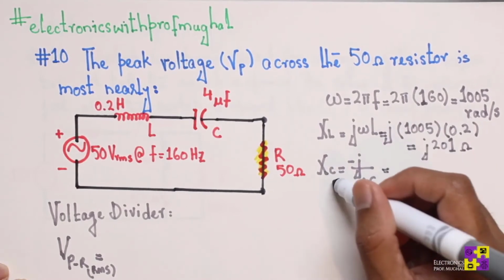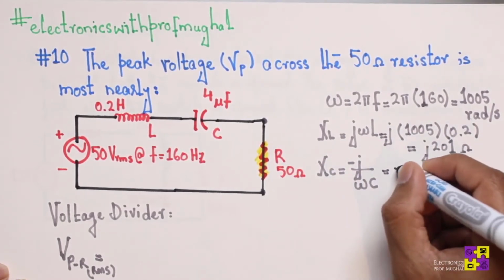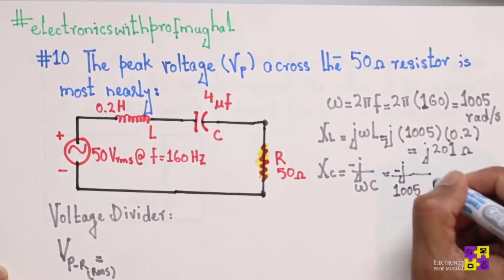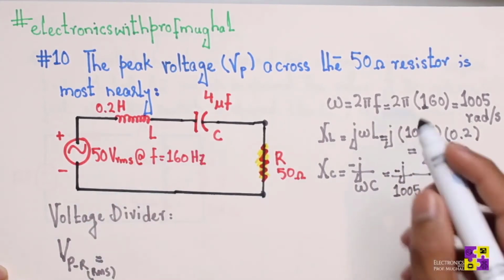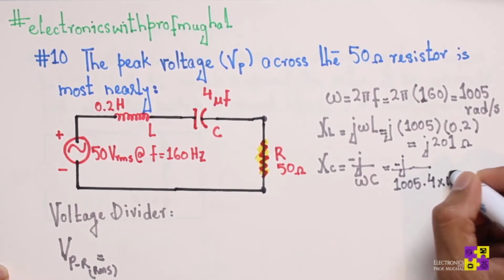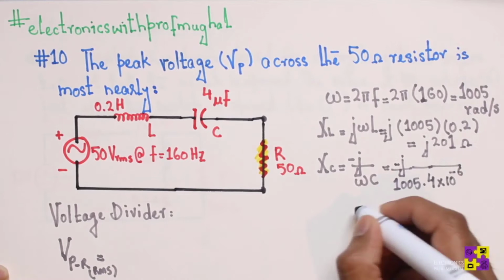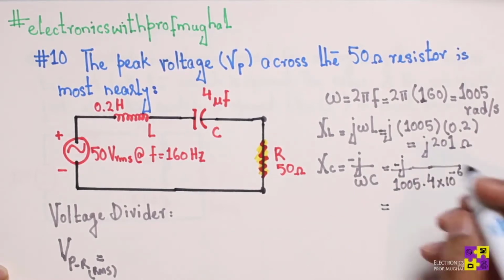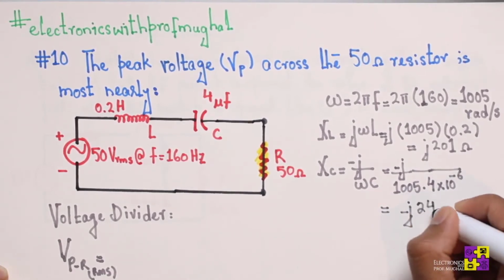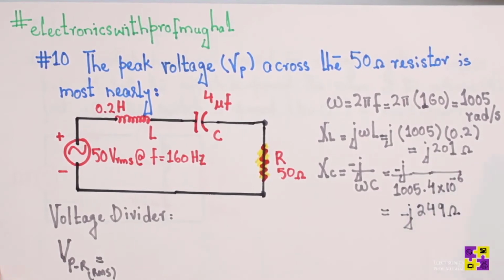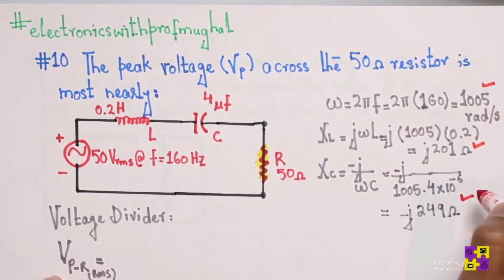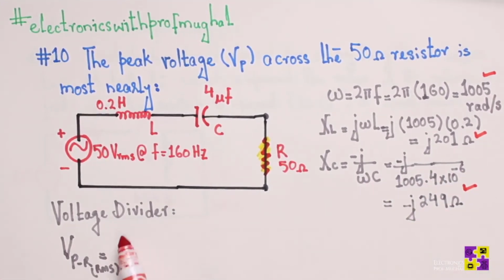Find the capacitive reactance. So negative j over omega C, where omega we know is 1005, and then let's look at the value for the capacitor. It's 4 microfarad, so 4 times 10 to the power minus 6. If I do the math here, I basically get XC, the capacitive reactance, to be negative j249 ohms.